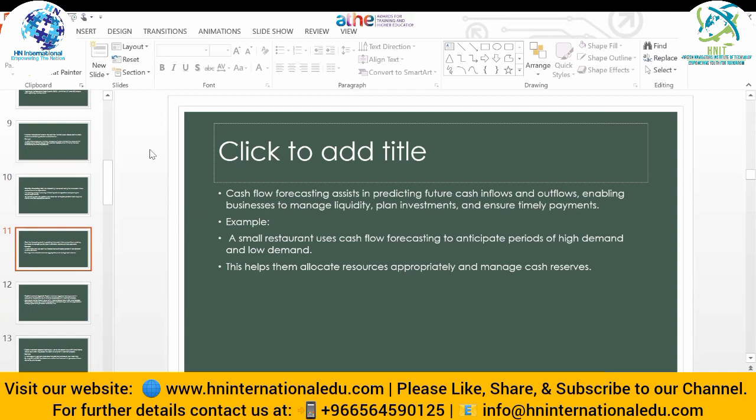For example, a small restaurant uses cash flow forecasting to anticipate periods of high demand and low demand. When the period of high demand occurs, for example in winters, the demand for fish ultimately rises. So this is how cash flow forecasting works. The small restaurant owner is going to make a budget in such a way that in the winters, he is going to specifically save the cash, so that he can bring the fish and produce so many dishes for the local people. This helps them allocate the resources appropriately and manage cash reserves.